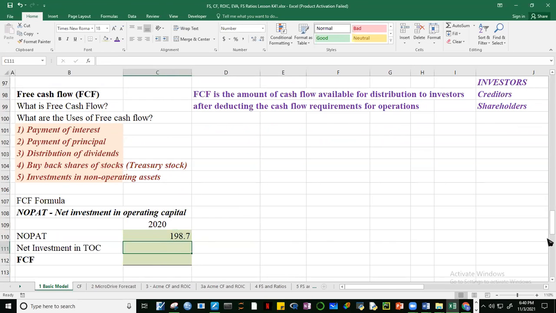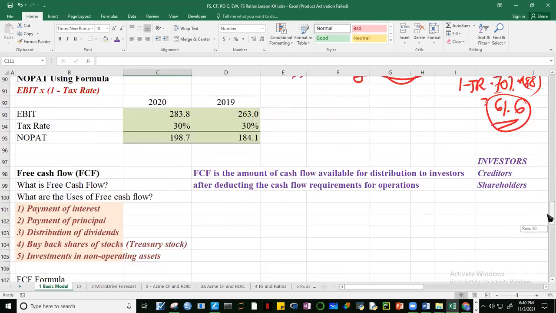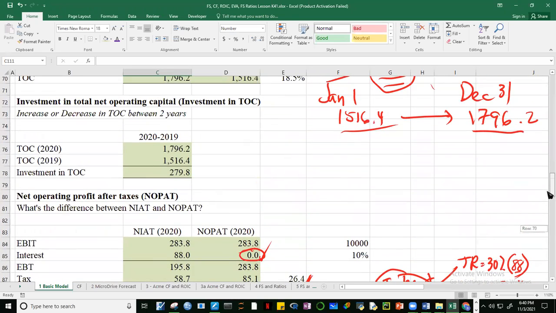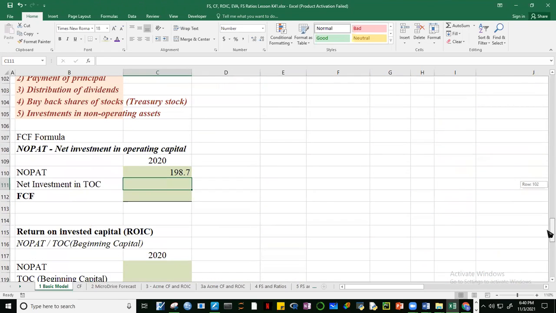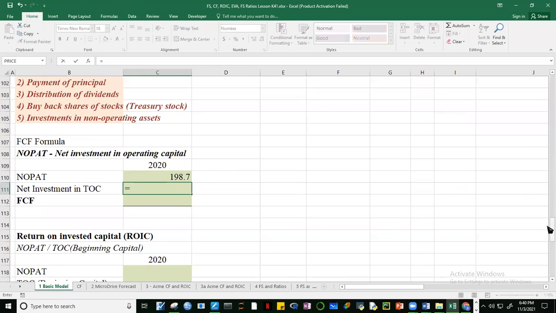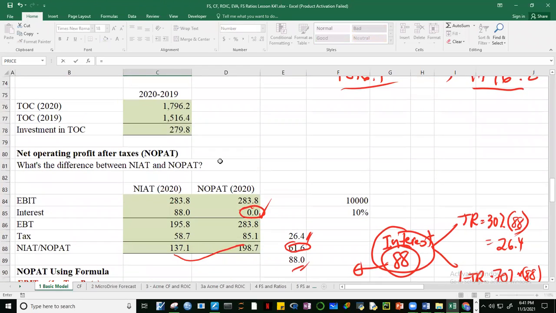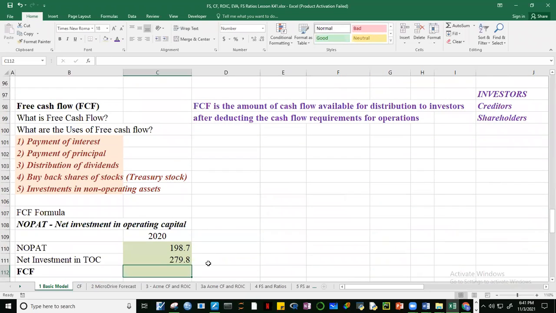Now, how much was net investment in TOC? We already computed that before, guys. This one. Okay, we said that at the beginning of the year, the operating capital was 1516. At the end of the year, it was 1796. Therefore, the company invested in operating capital around 280 million. So that's our net investment in TOC. So let's copy that to 79.8, which is now the cash flow requirements of operations.